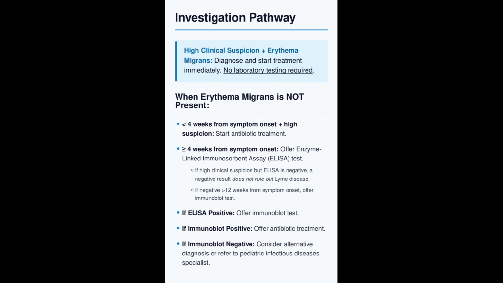If it is negative and the duration of illness is more than 12 weeks from symptom onset, then we should offer immunoblot test. But if ELISA test is positive, we can directly offer immunoblot test. If the immunoblot test comes positive, we have to offer antibiotics. But if the immunoblot test comes negative, then we should consider alternative diagnosis and refer the child to the pediatric infectious disease specialist.